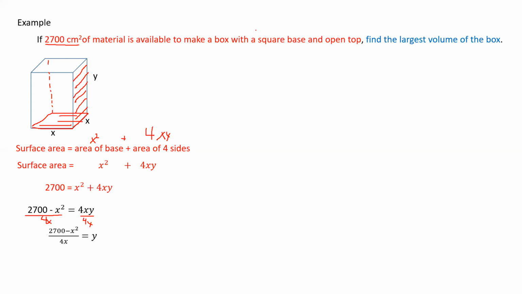What are we trying to maximize or minimize? Largest volume. So volume of a three-dimensional object, length, width, height. So x, x, and y. And y was equal to 2,700 minus x squared over 4x. So we're putting that in place of y. X times x became x squared.